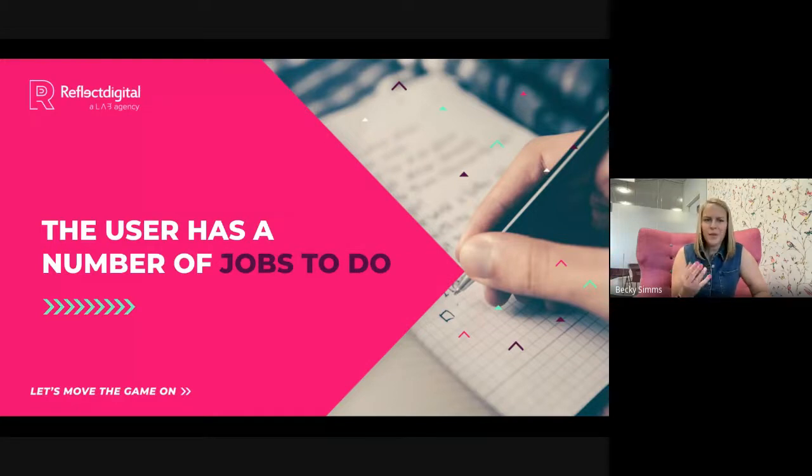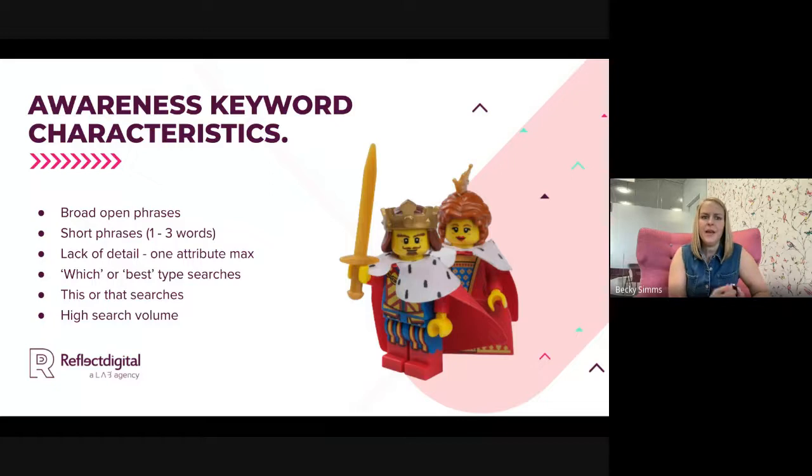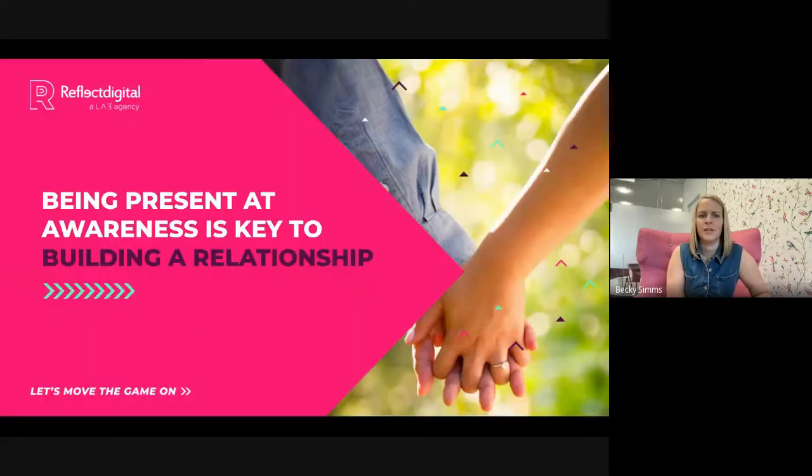So thinking about the jobs that the customer needs to do. Awareness keywords tend to be big, broad, open phrases. They tend to be shorter, with a lack of detail. There might be just one attribute, like our shady garden example. We tend to see "which" or "best" type searches, this or that. And they tend to be high search volume, because lots of people are searching for this at the start of a journey.